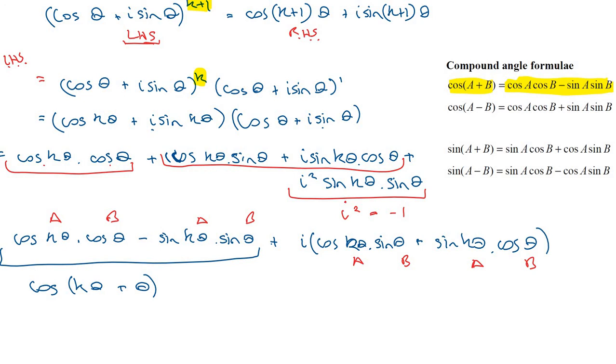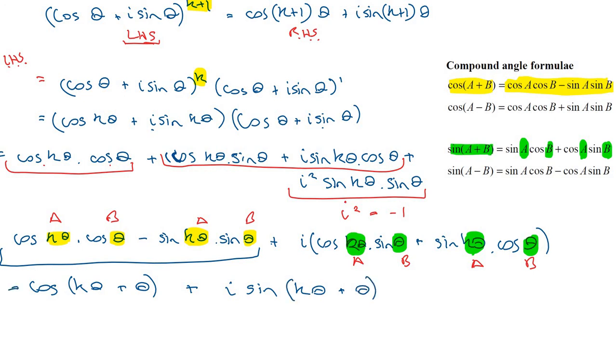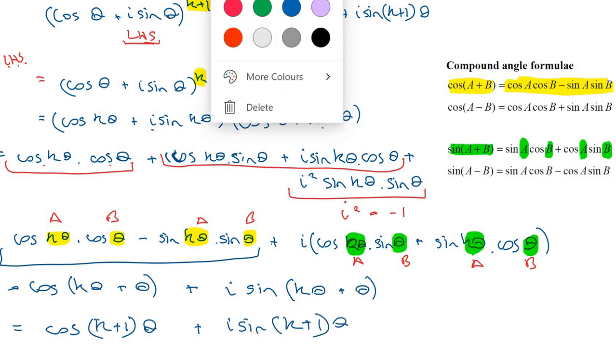Then if I look at the second part, I've got cos of an angle times sine of an angle plus sine of an angle times cos of an angle. Well, that just gives me sine of (A plus B). So this part just tidies up to i sine (k theta plus theta). If I factor those out, that's just equal to cos (k plus 1) theta plus i sine (k plus 1) theta, which is what I'm asked to find here.